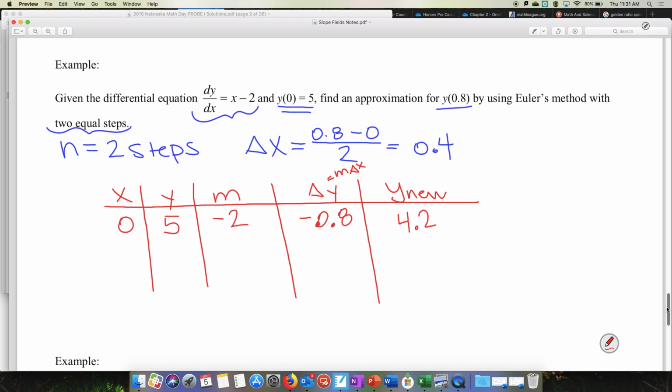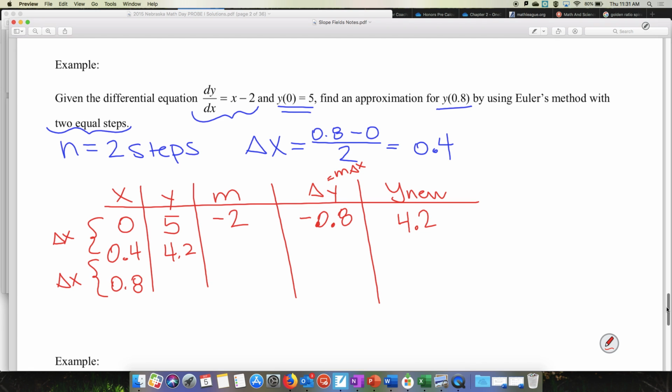Now we are at the coordinate 0.4, 4.2. Okay, there was 1 step. This is just our change in x right here. If we do change in x again, we're going to get to 0.8. That's where we need to stop.